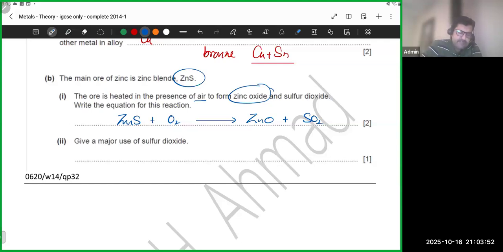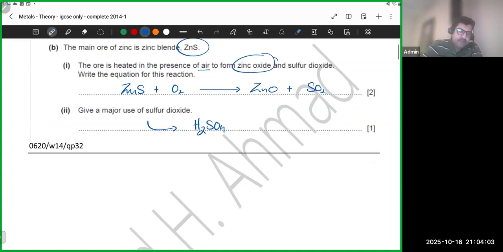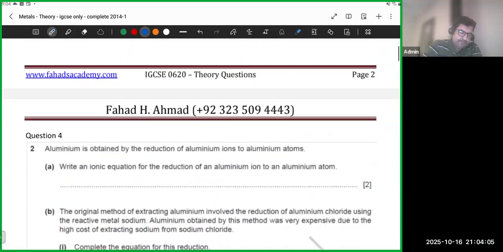We haven't studied the major use of sulfur dioxide yet, but if you have studied, it's basically sulfuric acid. You use it to make sulfuric acid. That's the next one.